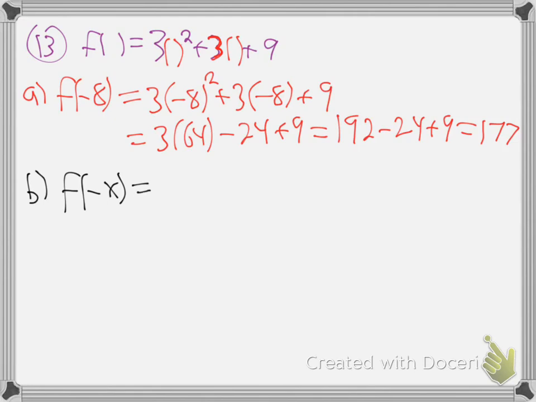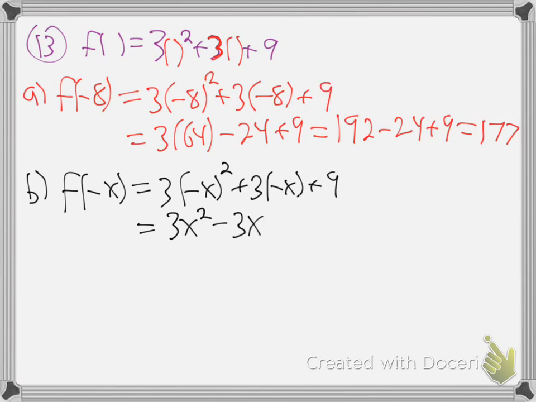So we get 3 times negative x squared plus 3 times negative x plus 9. So 3x squared. Yeah, so that'll be 3x squared minus 3x plus 9. We good? Okay. So just plugging in negative x.